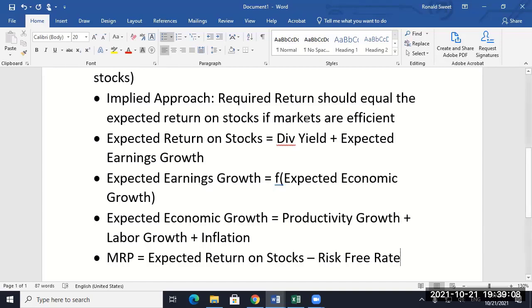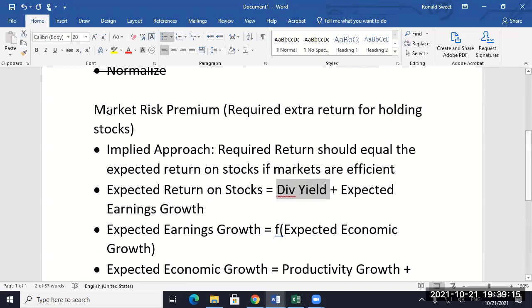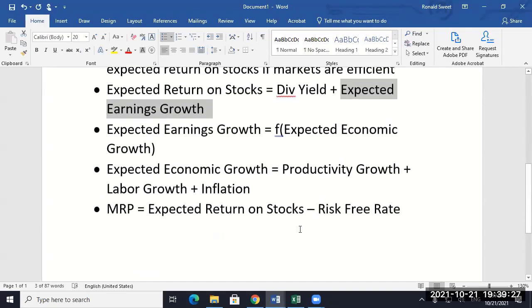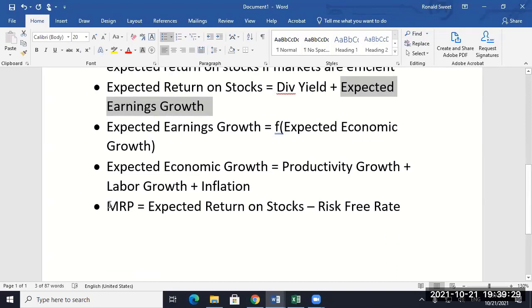So if you give me your company's dividend yield, you lose a lot of points here. Right? The market risk premium is the entire market. What is the dividend yield of the market? What is the expected earnings growth of the market, not of your company? Okay, that's real important. And then once you get that, you get a market risk premium.